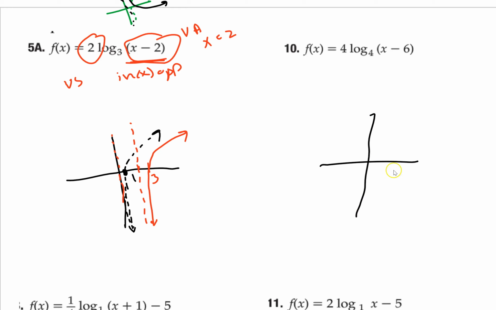Lines are not getting better. Okay, so again, another log graph. Let's talk about a basic one, right? Again, the 4 part really doesn't matter. It affects the stretch and shrink a little bit, but unless you have a calculator, we don't really care. So a basic graph looks kind of like this. And again, it's just a sketch. That's all we care about. That's 1, asymptote at 0.